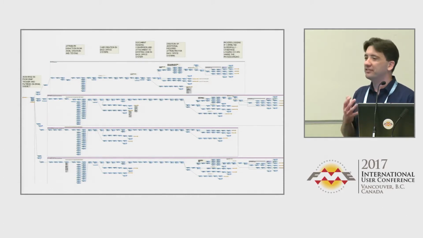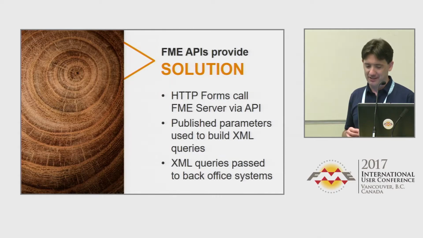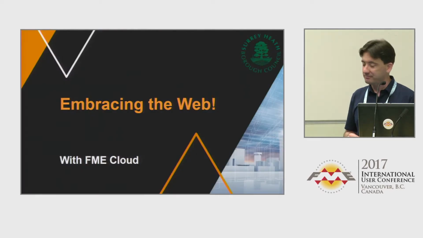Again, it's one of the things, they've been building it out and making it work, and now they're going back and trying to refine some of this down to reduce the number of transformers. So they're busy working away on it. Again, it's just simply providing HTTP forms or web forms. FME's calling those through the APIs. They're using published parameters within FME Server to pull the information in to build the XML queries. Those XML queries get passed to the back office system, and then there's a nice clean JSON response that goes out for the web developers to then just load that information into.